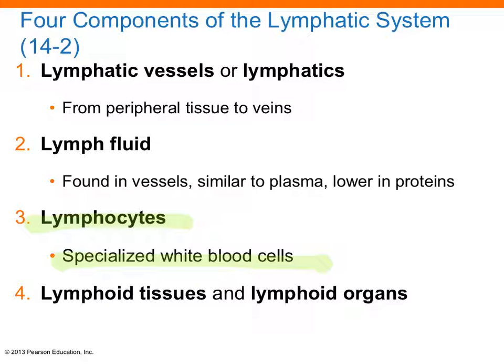Four components of the lymphatic system include the lymphatic vessels or lymphatics, the lymph fluid, and then the lymphocytes, which are the specialized white blood cells. That's what we're going to focus on. And then the lymphoid tissue and lymphoid organs. We'll look at that also.